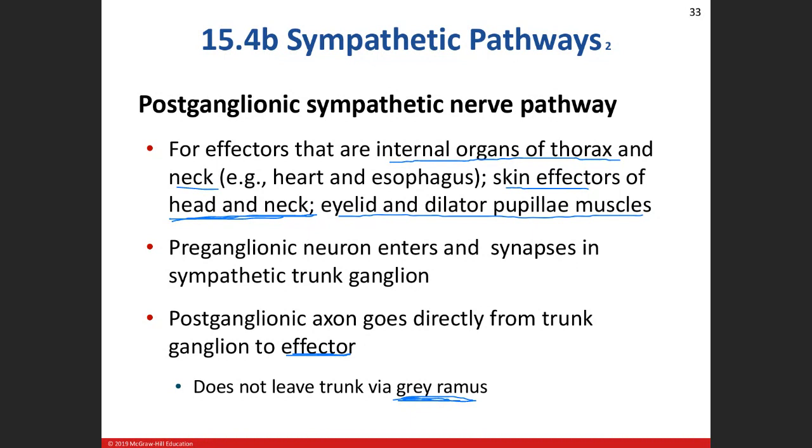Okay, so this was different. With the spinal nerve pathway, we saw the postganglionic neuron leading through the gray ramus, entering back into the spinal nerve, and then going out to wherever. In this situation, preganglionic does the same thing. It enters in and synapses onto the postganglionic, but now the postganglionic neuron does not leave through the gray ramus. It goes directly to the effector. I'll show you a cool picture here after I take a drink.